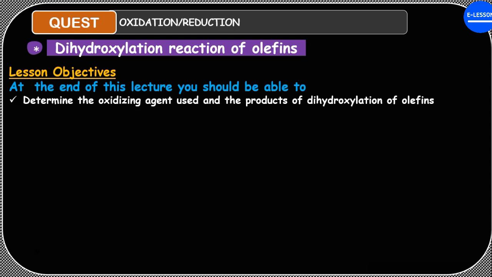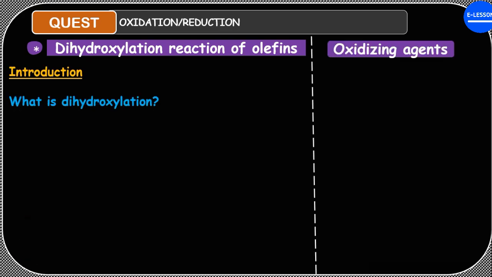Now in the previous lecture we talked about various other methods of adding oxygens to alkenes. We said that the addition of oxygen to alkene is called the oxidation reaction. So at the end of this lecture you should be able to determine the oxidizing agent that is used and the products of the hydroxylations of olefins. Now the question is, what is dihydroxylation? From what you can see here, di means 2, then hydroxylation means addition of OH group.